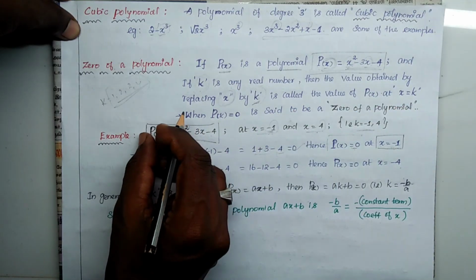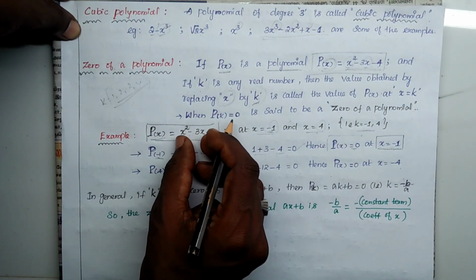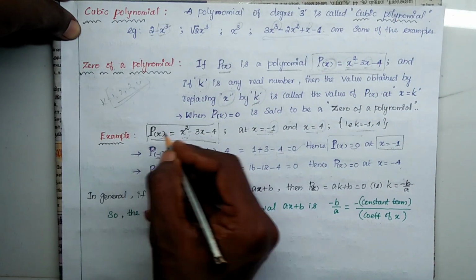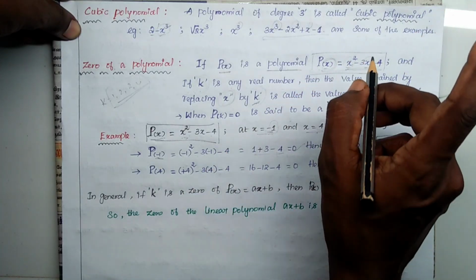Some values we are substituting in terms of x, or else they are given as y or z. Then the polynomial equation will become 0. That is called a zero of a polynomial.